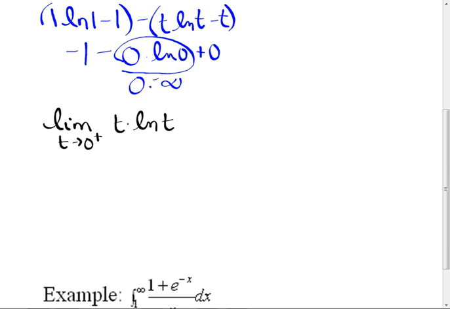This is indeterminate. No, this is indeterminate. How do you do something like this before? You do L'Hopital. Yeah, that's what it is.